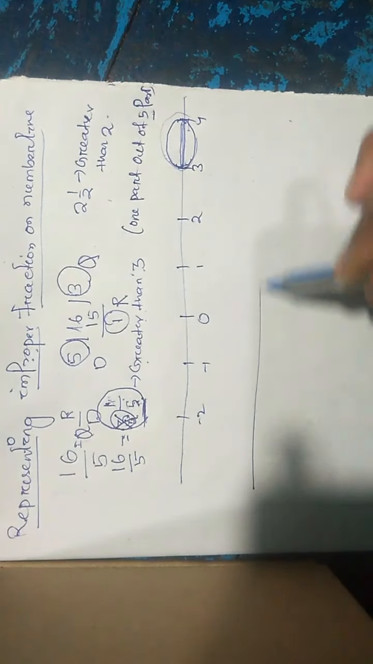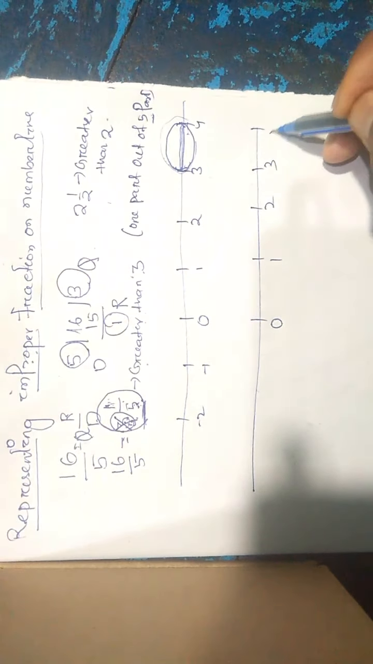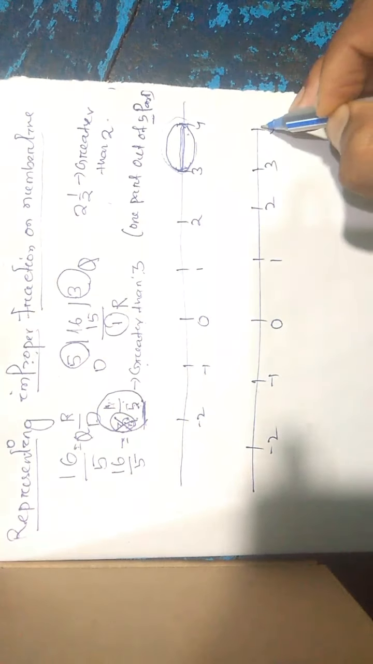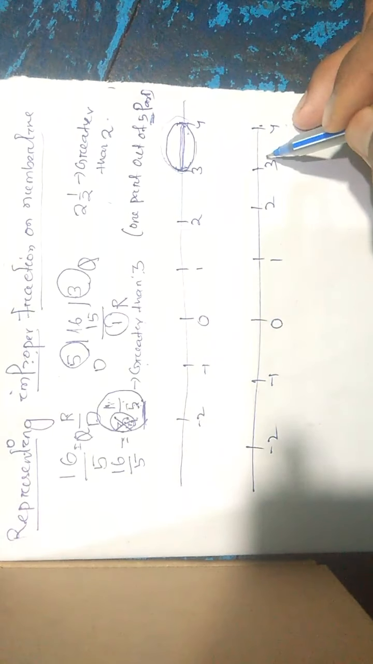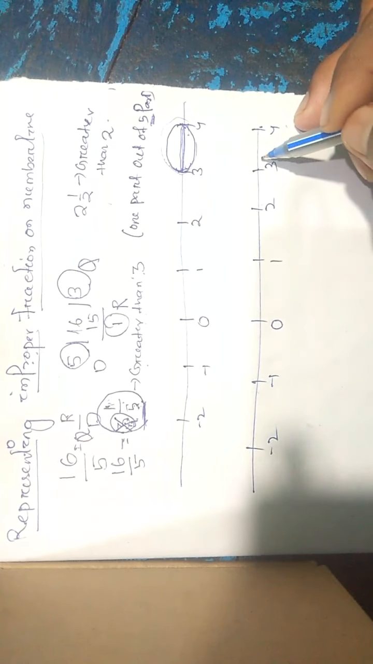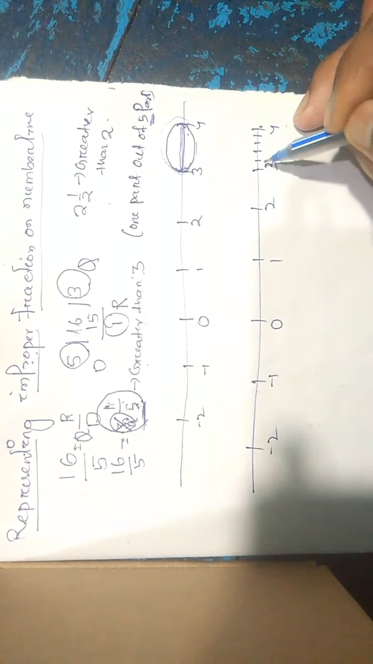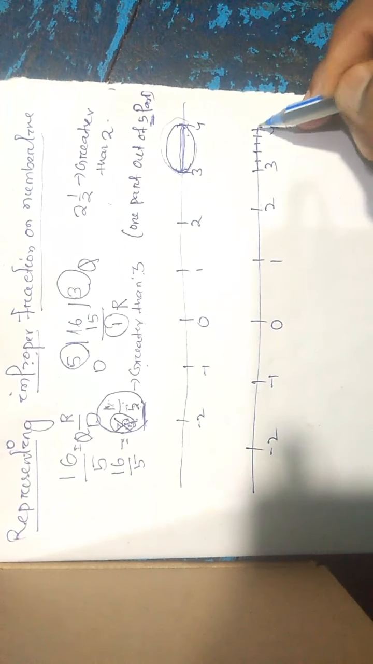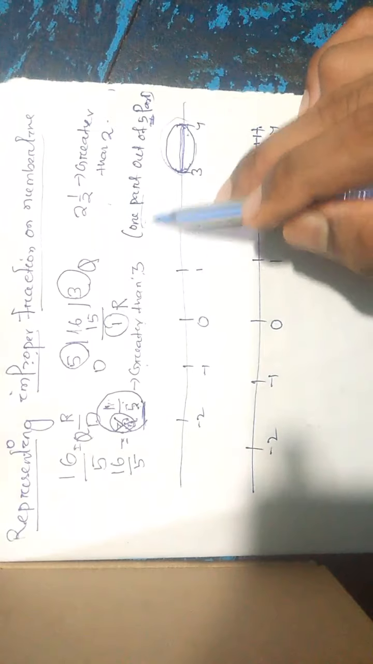Okay, so I am drawing this again. 0, 1, 2, 3, 4, minus 1, minus 2. Now since it lies in between 3 and 4, we have to convert this into how many parts? 5 equal parts. Then how many lines should be drawn? 4 lines. 1, 2, 3, 4. Now see, first part, second part, third part, fourth part and fifth part. So from the fifth part we have to take one part only.